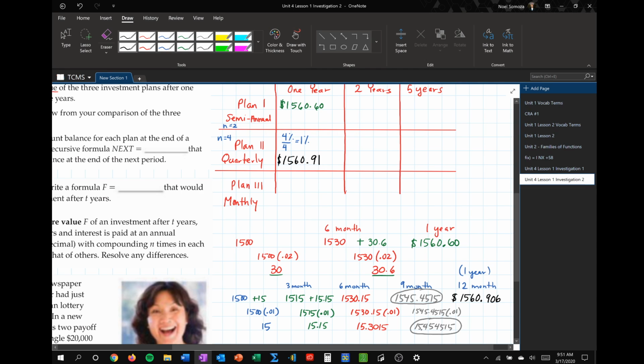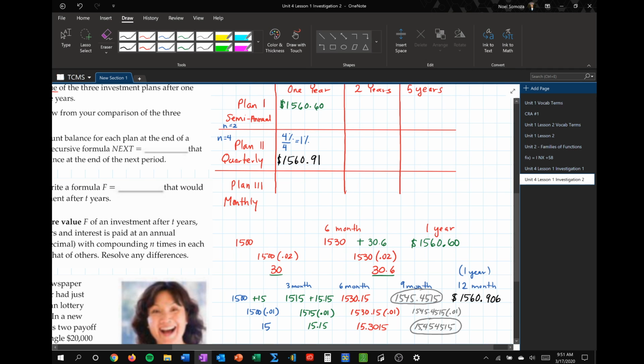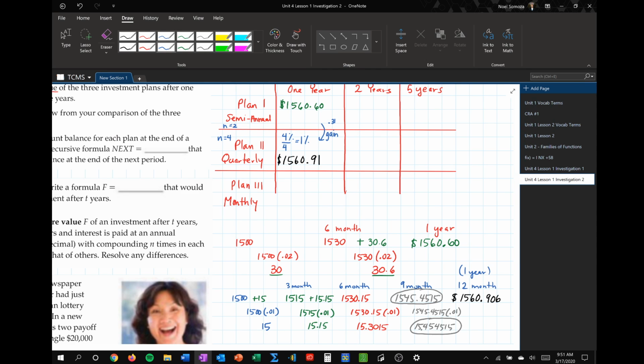So what was the benefit of compounding quarterly versus semi-annually? It wasn't much, but it was a 31-cent gain. Those pennies were adding up, and so ultimately you ended up with 31 more cents in your account by doing it quarterly than if you would have done it semi-annually. So again, not much, doesn't really seem significant.